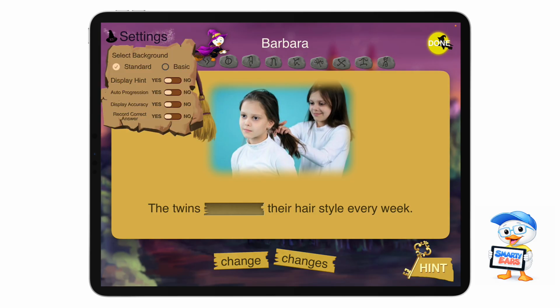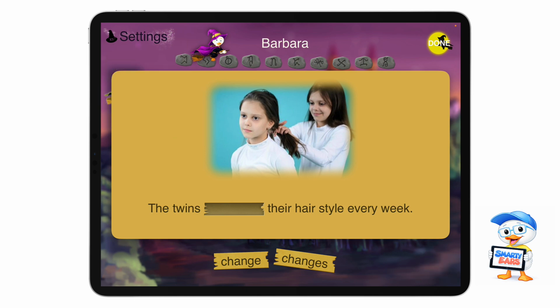Now, I can click on settings, and I can actually turn off the hint, so that the hint button is not there if you don't want the child to get support. And you can also turn off record correct answers so that the child is not prompted to record the sentences.